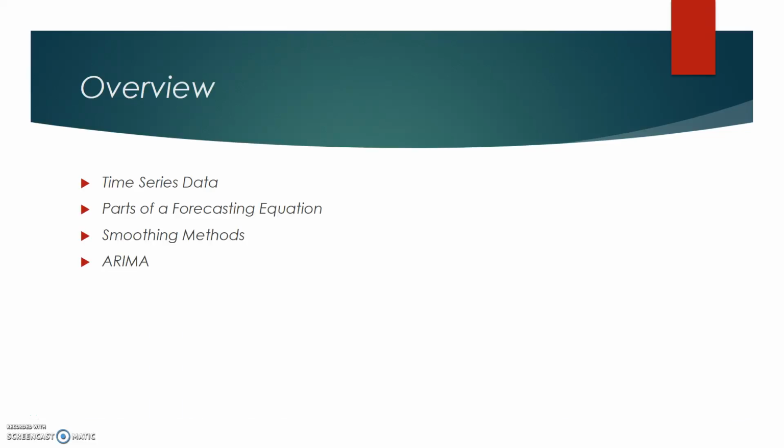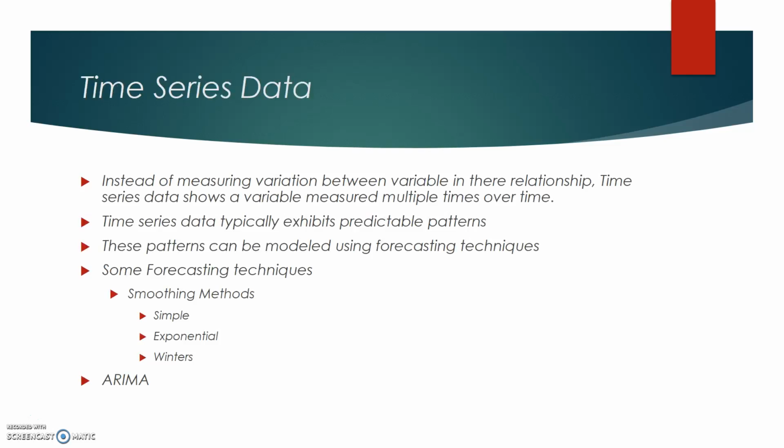So here's a quick overview. We're going to look at the time series data, parts of a forecasting equation, some smoothing model methods, and then the ARIMA model. So basically, time series data typically exhibits predictive patterns, and these patterns can be modeled by using forecasting techniques. Some of those techniques are smoothing methods and ARIMA. And for smoothing methods, we have simple, we have some exponential, and then we have Winters.